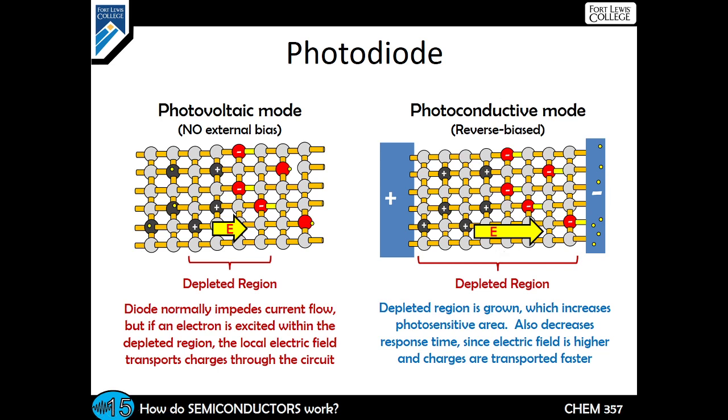But it also will decrease the response time. So if you want a really fast time response on your photodiode, you want to run it with a reverse bias, because this electric field becomes larger and it pushes your electron through your circuit faster.